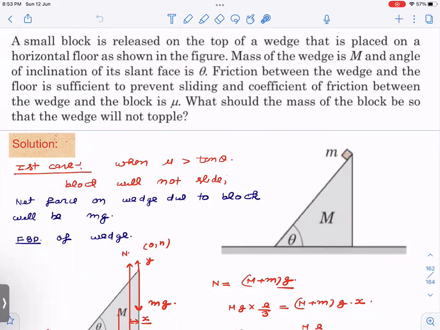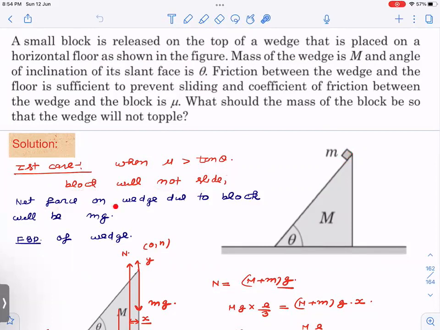If the block is not sliding, that means mu is greater than tan theta, right? I hope you know this calculation. mg sin theta is less than mu mg cos theta, so friction is not yet limiting. That is how you get mu greater than tan theta. So friction is enough here to prevent the sliding, and the block will not slide in this case.